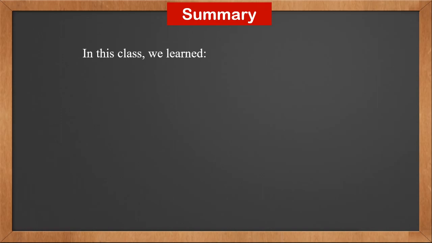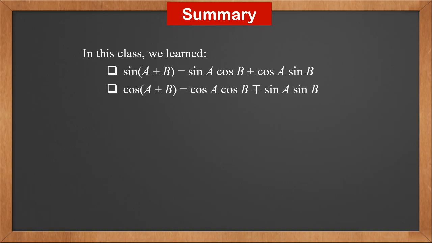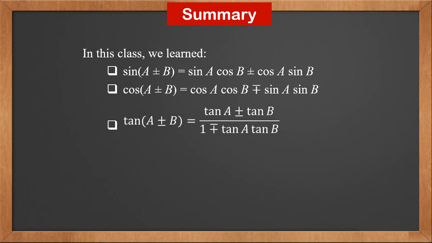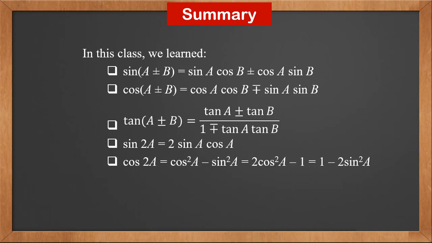In this class, we learned the compound angle formula and double angle formula. Sin A plus or minus B is sin A cosine B plus or minus cosine A sin B. Cosine A plus or minus B is cosine A cosine B minus or plus sin A sin B. Tangent A plus or minus B is tangent A plus or minus tangent B over 1 minus or plus tangent A times tangent B. Sin 2A is 2 times sin A cosine A. Cosine 2A is cosine squared A minus sin squared A, or 2 cosine squared A minus 1, or 1 minus 2 sin squared A. Tangent 2A is 2 tangent A over 1 minus tangent squared A.